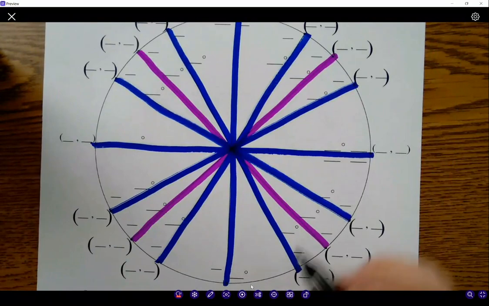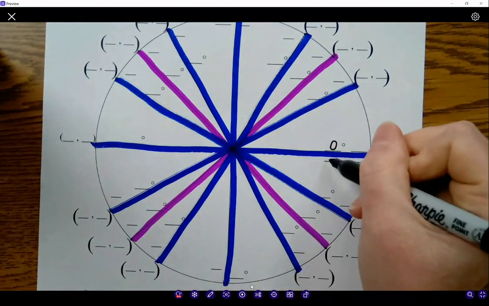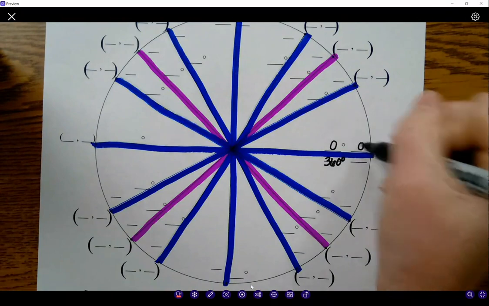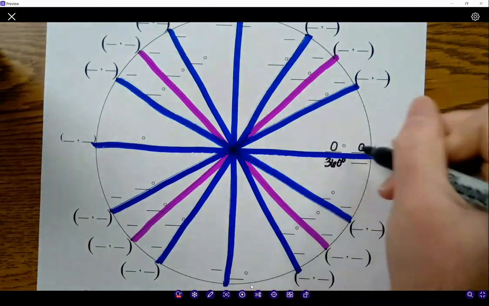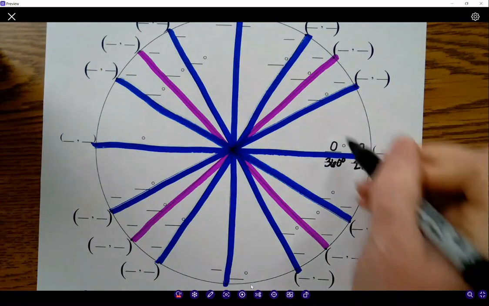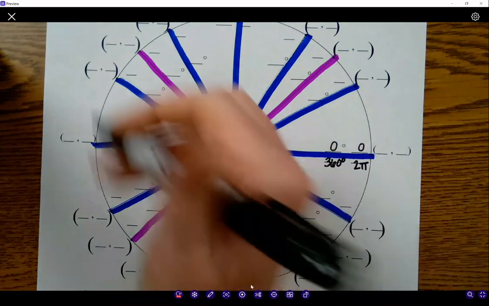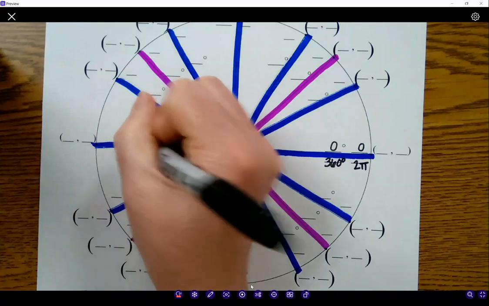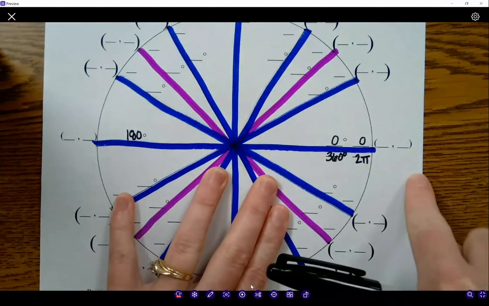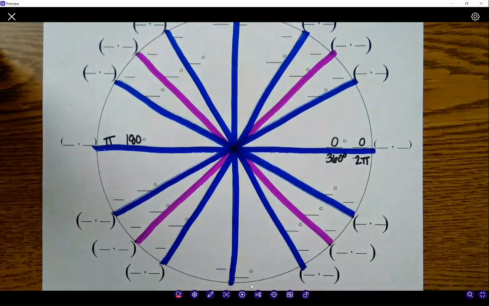Okay, so whenever we start off, we are at 0 degrees. If we do one full revolution, we are at 360 degrees. Also, we are at 0 pi, and if we do one full revolution, we are at 2 pi. If I were to only go half of a revolution, I would have half of 360 degrees, which is 180 degrees. Notice this is also a straight angle, or straight line. Half of 2 pi is equal to 1 pi.